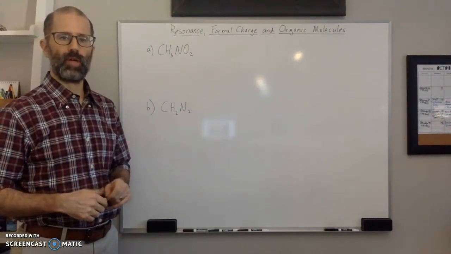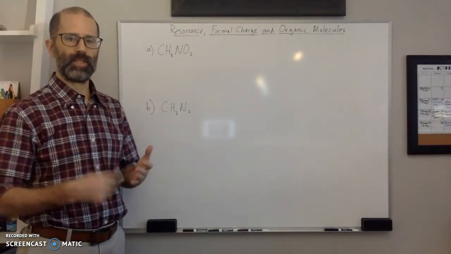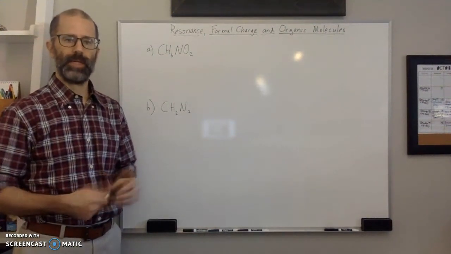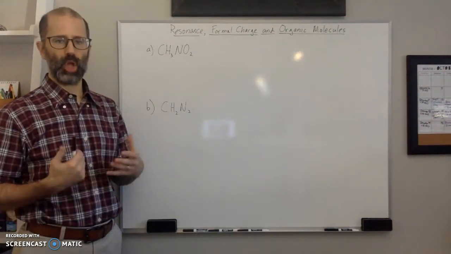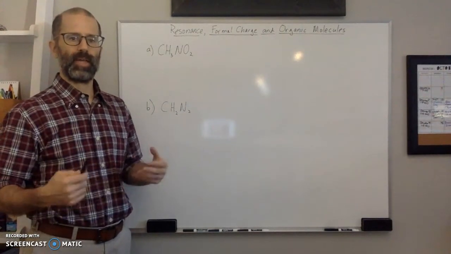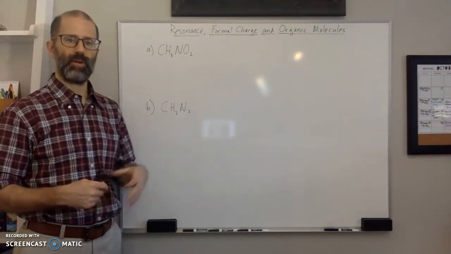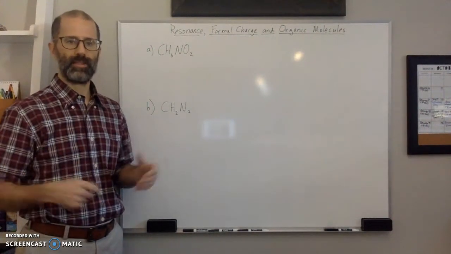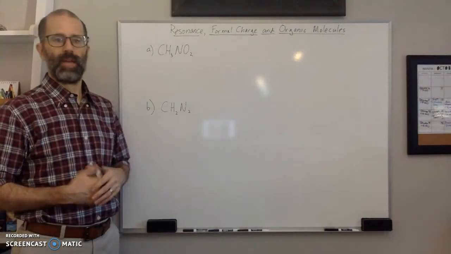My name is Mr. Cobalt, and in this video I'm going to take what we've learned from resonance and formal charge, and now we're going to apply it to organic molecules. And the thing about organic molecules is that they tend to be larger. We're not going to be dealing with very large molecules, but they tend to have multiple central atoms where you have atom connected to atom connected to atom in chains, right?